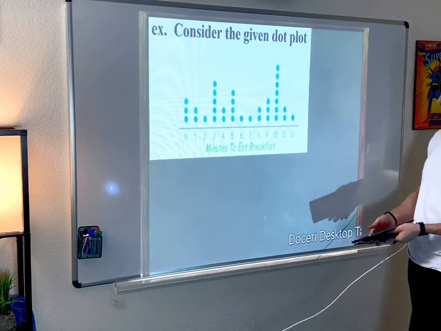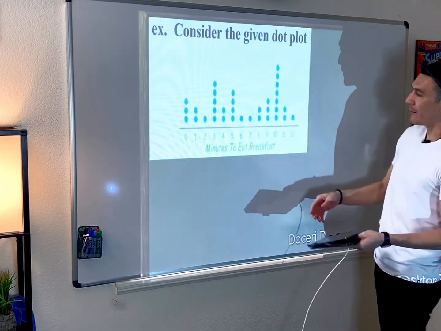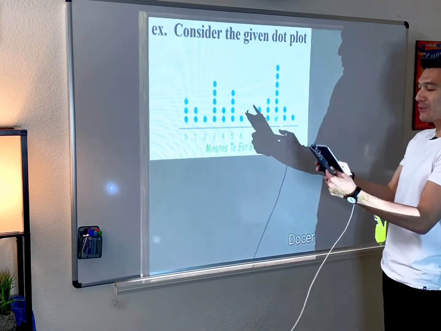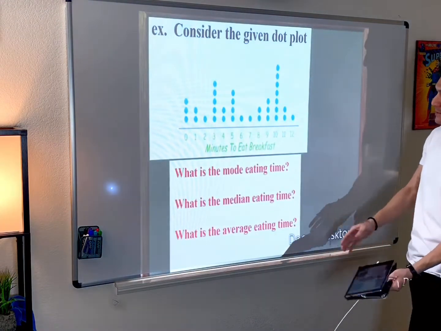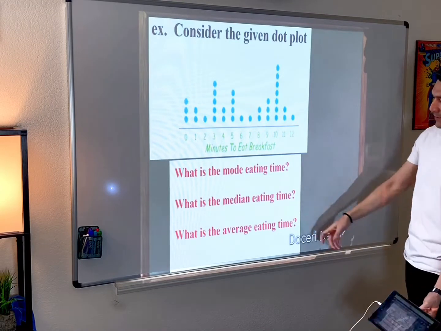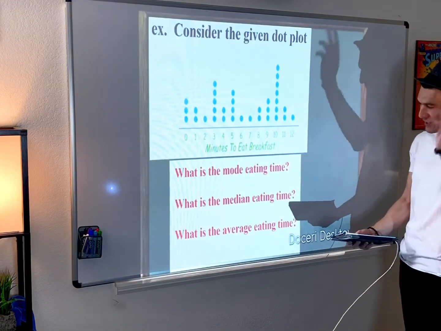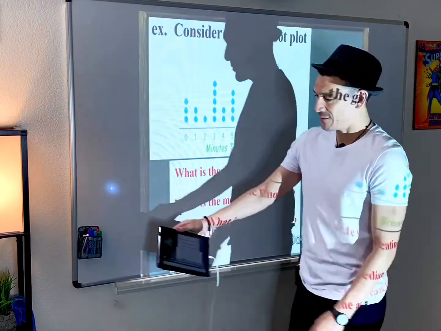Now let me ask you a couple of questions pertaining to this dot plot, and then you guys can try your exit ticket, okay? So these are the questions I'd like to ask you. You got to tell me the mode, you got to tell me the median, and you got to tell me the average. So go ahead, take a minute, and copy down these questions.